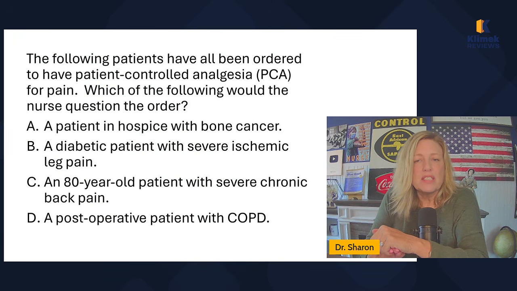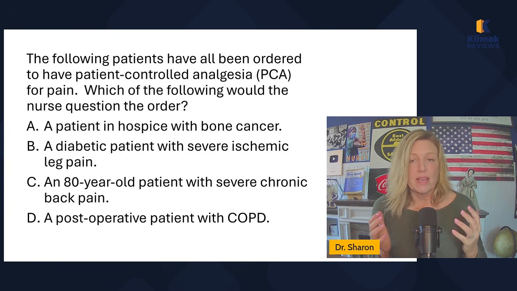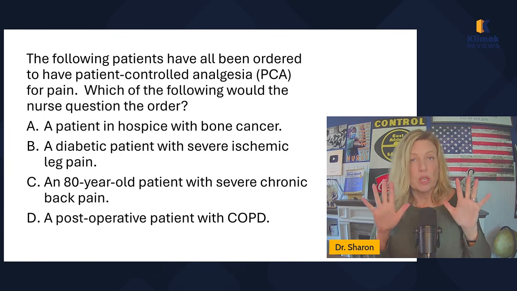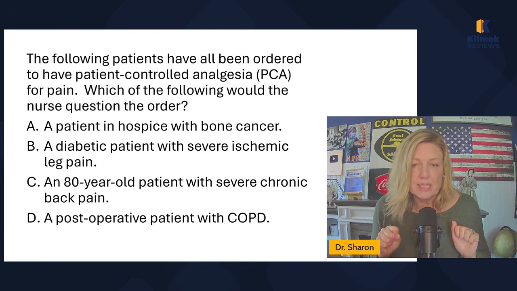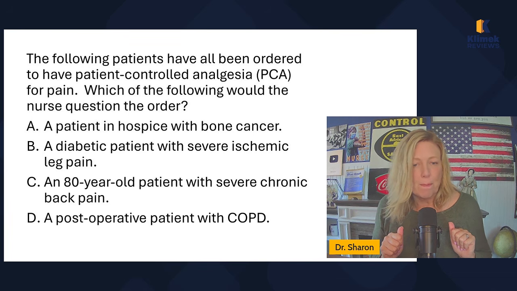The following patients have all been ordered to have PCA analgesia for pain. Which of the following would the nurse question the order? So we've got all these patients, they've all got PCA. Which one should not have it, or I'm going to question it? A patient in hospice with bone cancer, a diabetic patient with severe ischemic leg pain, an 80-year-old patient with severe chronic back pain, or a postoperative patient with COPD.